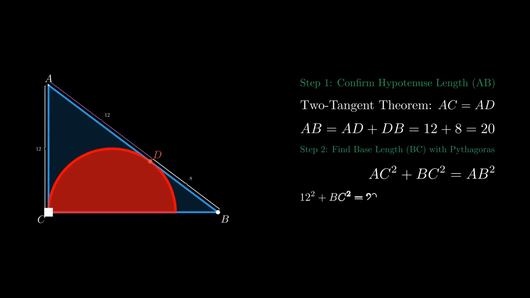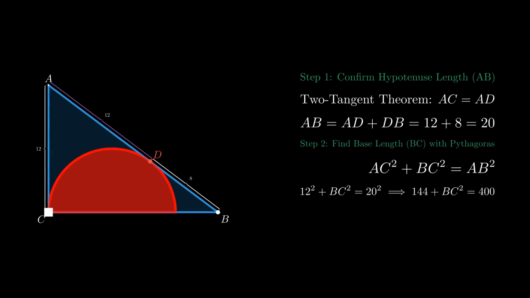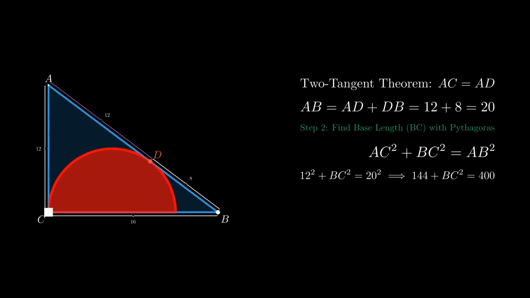Substituting the known lengths, we have 12 squared plus BC squared equals 20 squared. This gives us 144 plus BC squared equals 400. Solving for BC, we subtract 144 from 400 to get 256. The square root of 256 is 16. Therefore, BC equals 16.